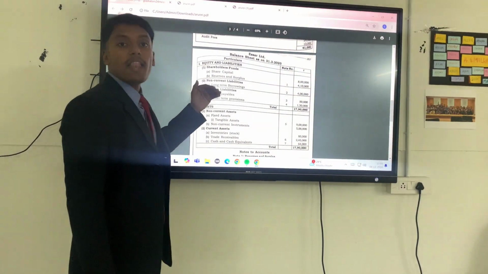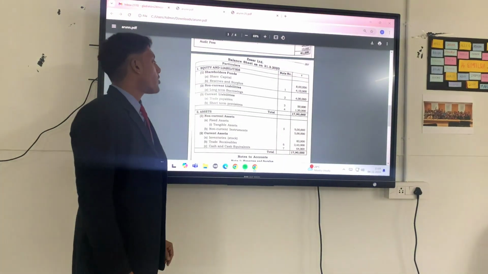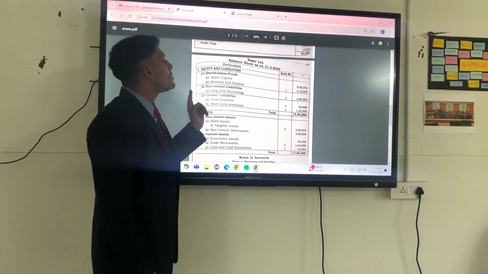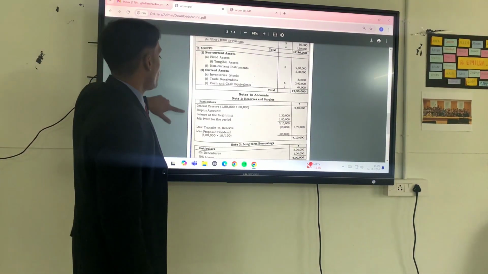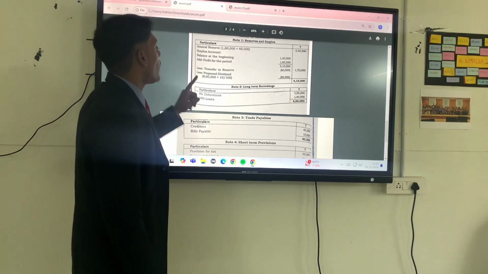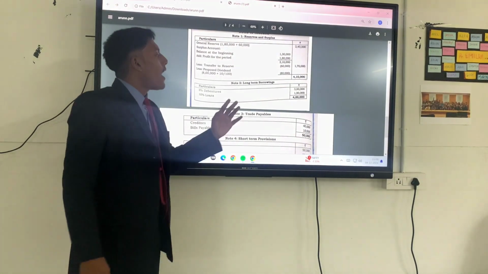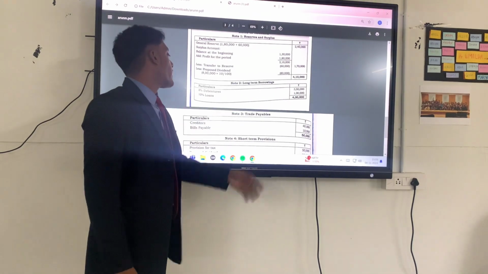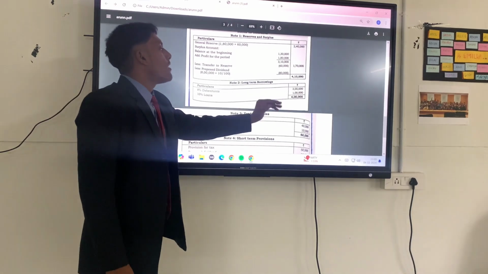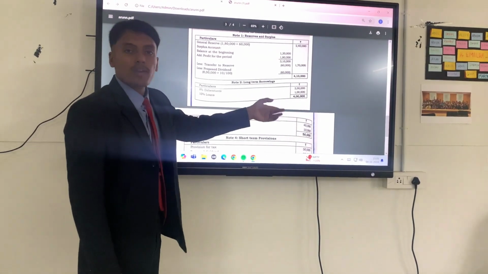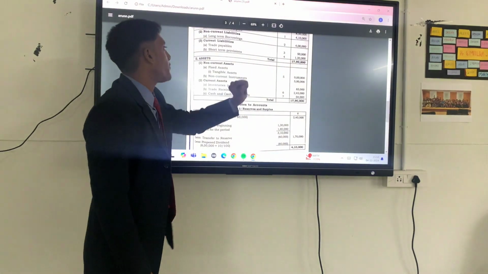Then we can move to the next head, that is non-current liabilities. Under non-current liabilities, there comes long-term borrowings. That is long-term borrowings. The 8% debenture is directly from the question, that is 3 lakh. Then the 10% loan, which is also directly from the question, that is 1 lakh. When we add both, we get 4 lakh, which is given here as 4 lakh.